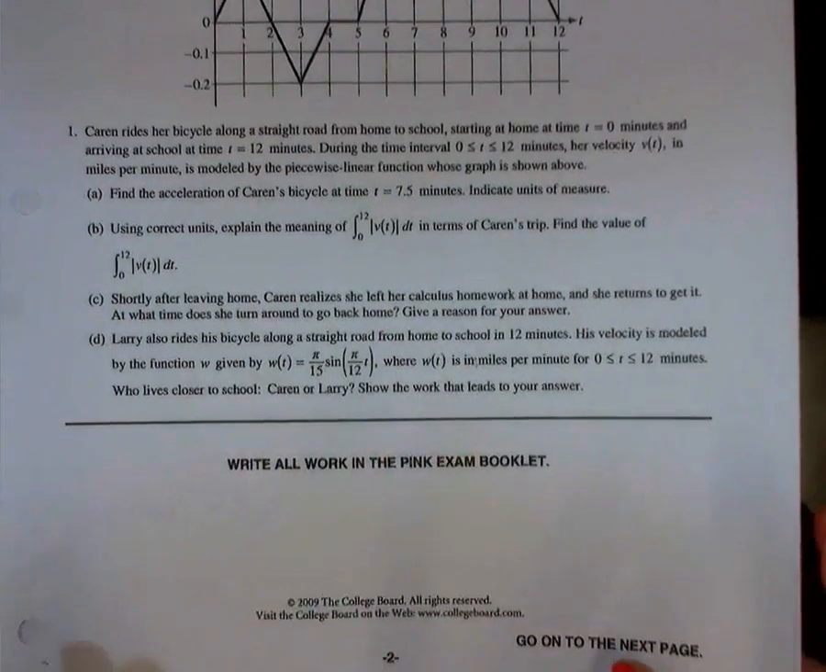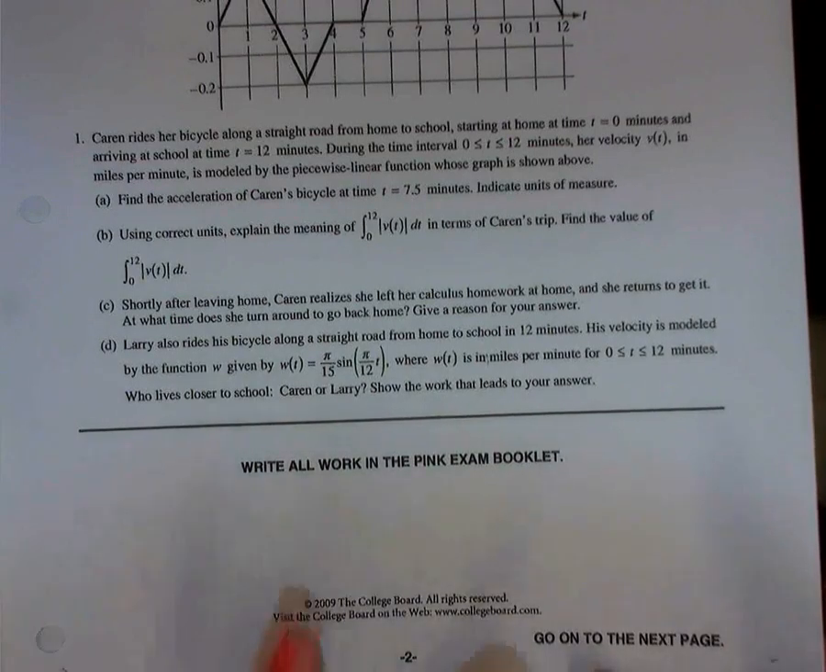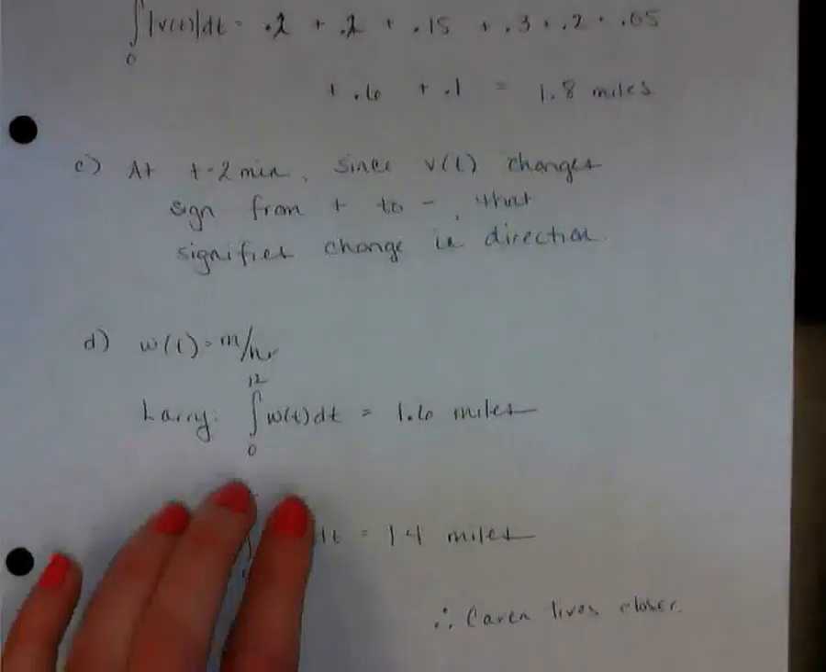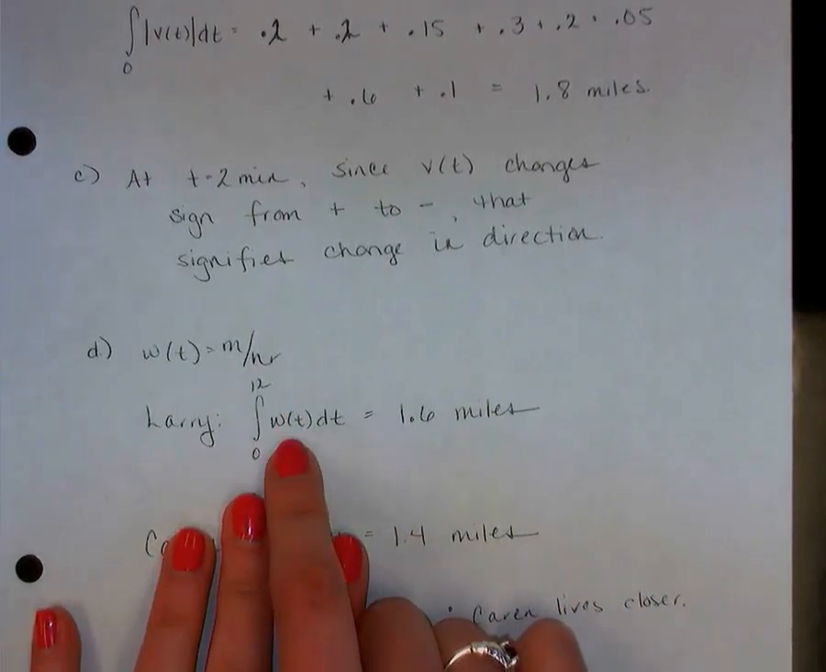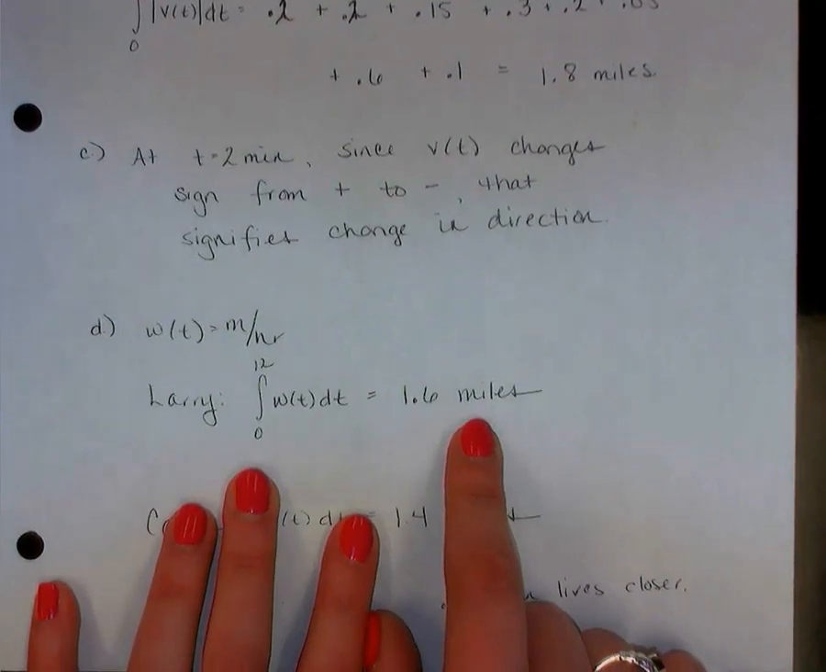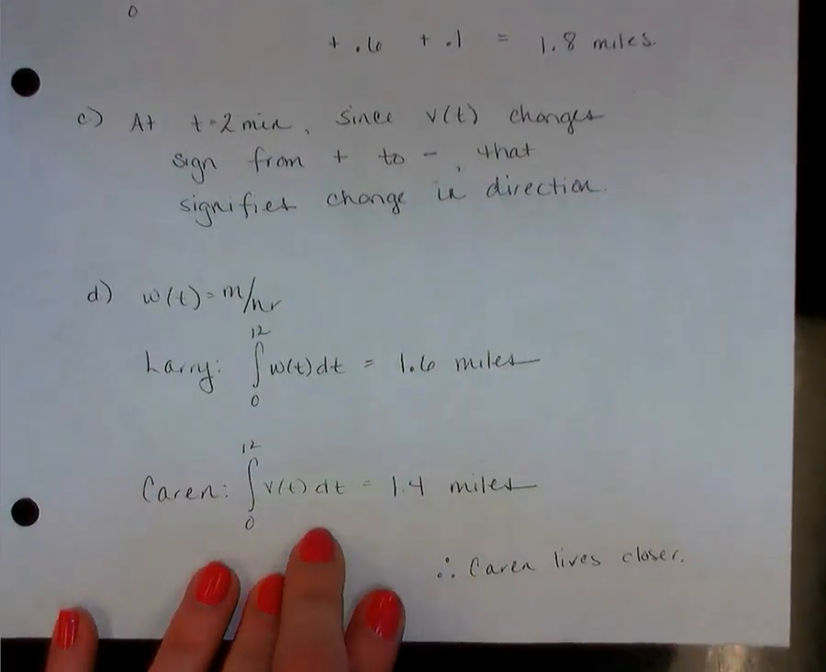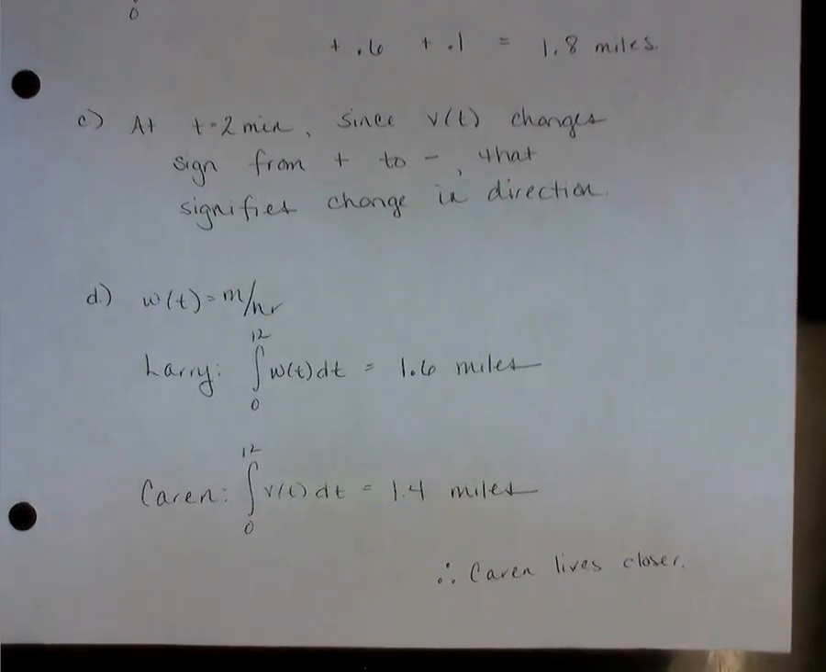Well, here's what you have to be careful of. To find the distance that Larry is from school, you want to integrate his rate from 0 to 12, that's right there, and you get 1.6 miles, okay? Now, here's the thing. For Karen, we know that the total distance that she traveled was 1.8 miles. However, that's from part B.